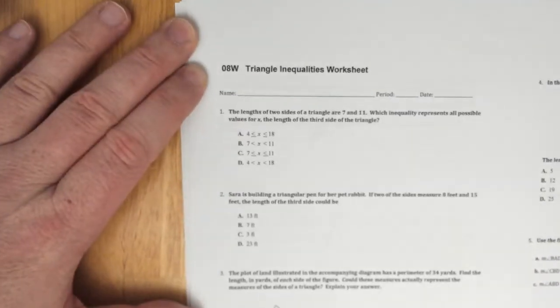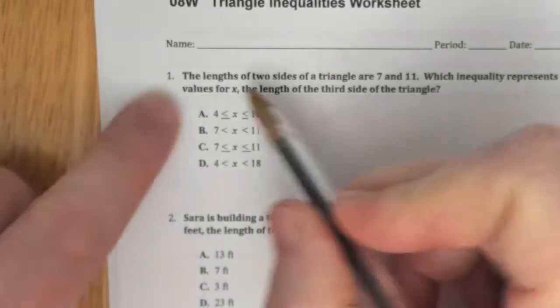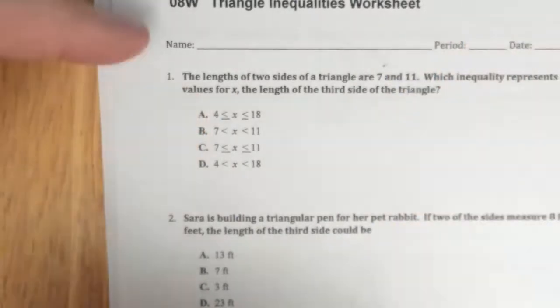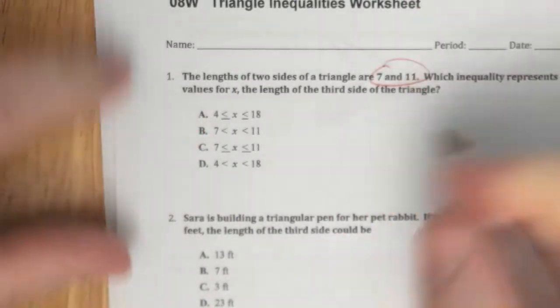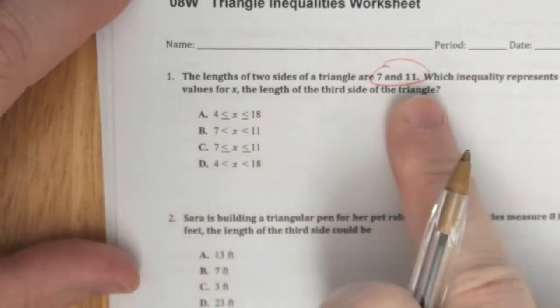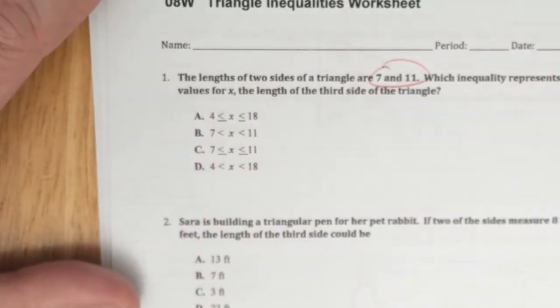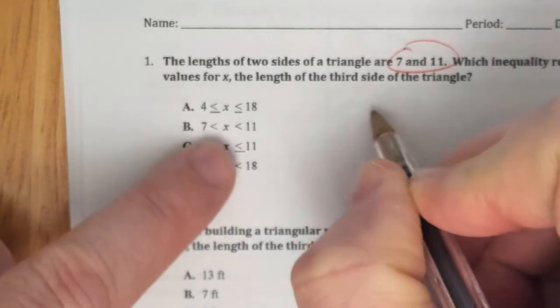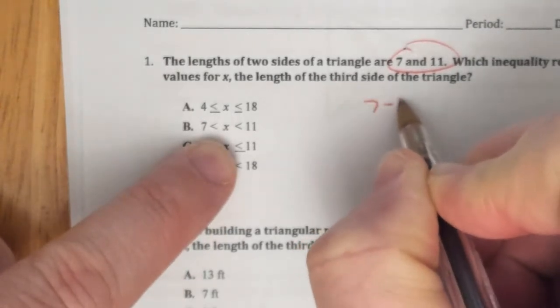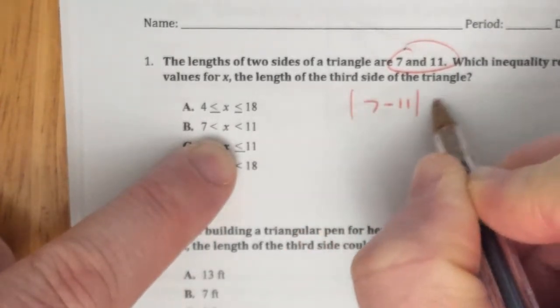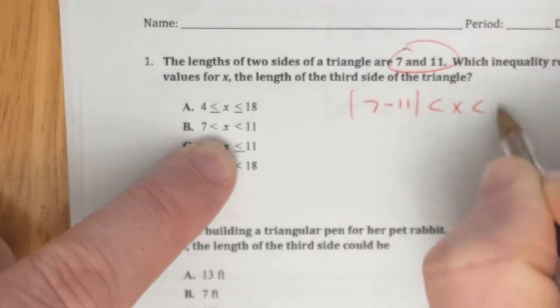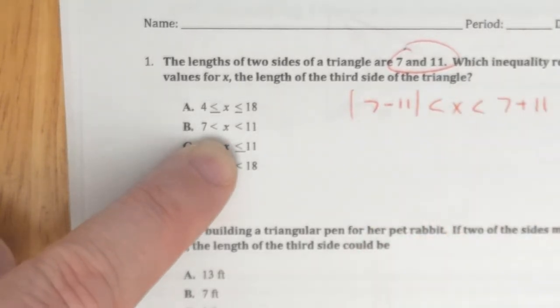All right, so if we have these two sides, take the two lengths. The lengths of two sides are 7 and 11. Which inequality are all the possible numbers? So all I have to do is take those two numbers. So it would be 7 minus 11, the absolute value of that has to be less than x, which is less than the two numbers added together, 7 plus 11.